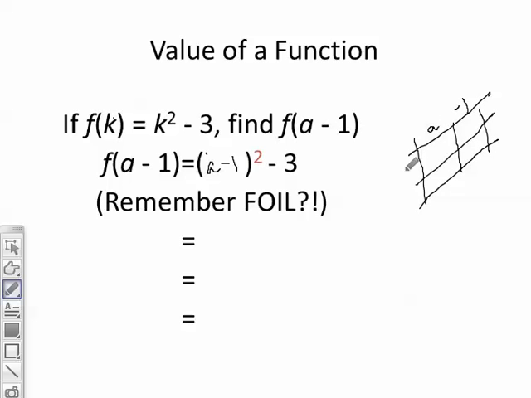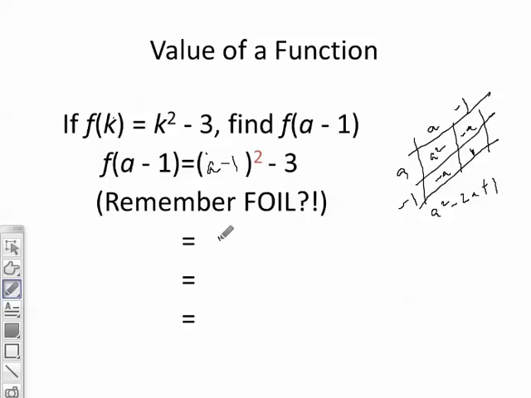A and -1, A and -1. A times A is A squared. A times -1, that's negative A, and that's a negative A. And that one is a positive 1, so I'm going to get A squared minus 2A plus 1. If you did it with FOIL, you probably got the same answer. It all works out the same.